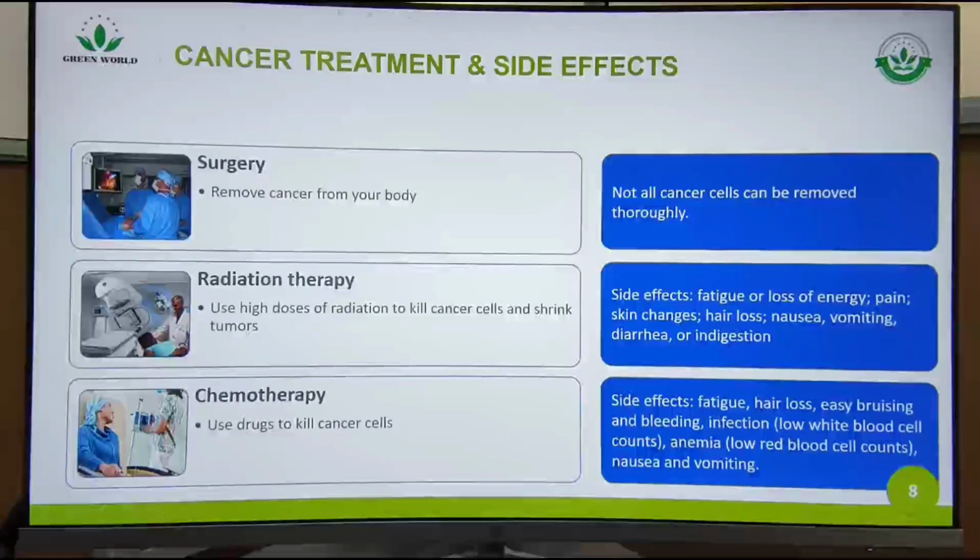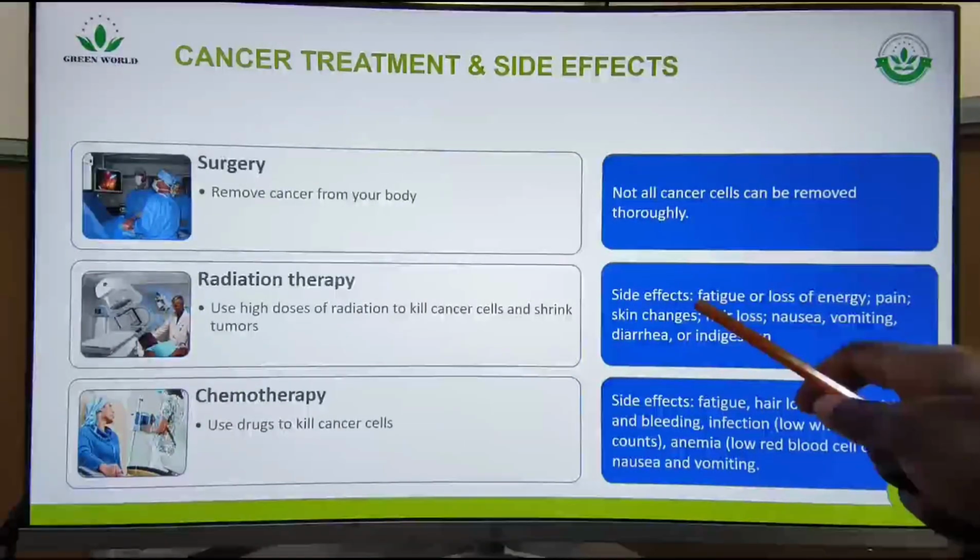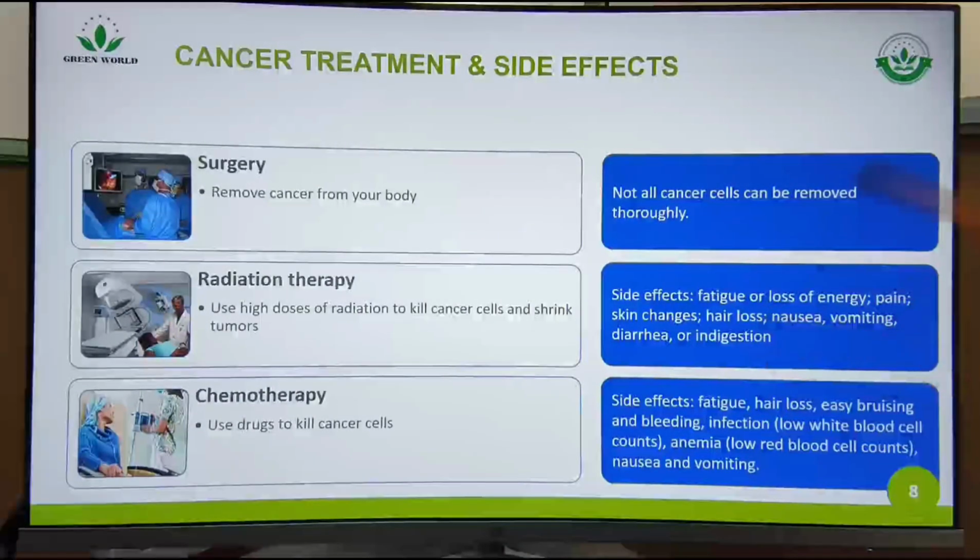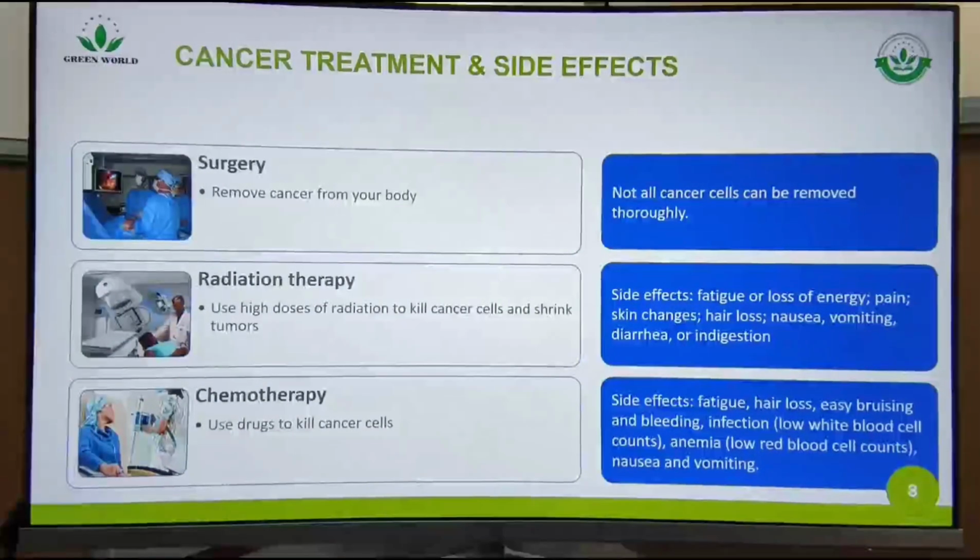So when you treat a disease from the root cause, it will avoid reoccurrence. Now, the second way on how cancer can be treated is radiotherapy. Radiotherapy simply means the use of high doses of radiation to kill cancer cells and also shrink tumors. And what are the side effects? So this person will always be fatigued, feeling tired all the time, and then it might be loss of energy. Then you will always be feeling pain. Then skin might change. Then we also have others who also have hair loss, nausea, vomiting, diarrhea, or even indigestion.